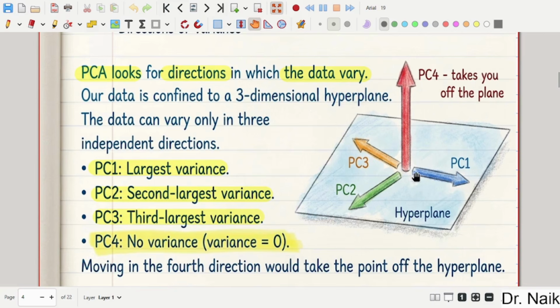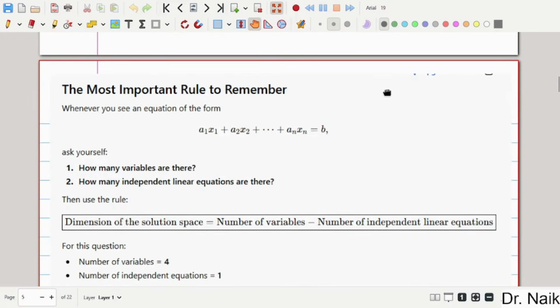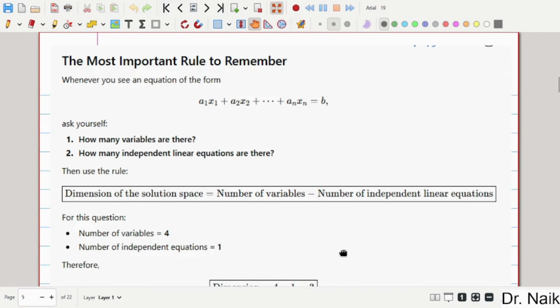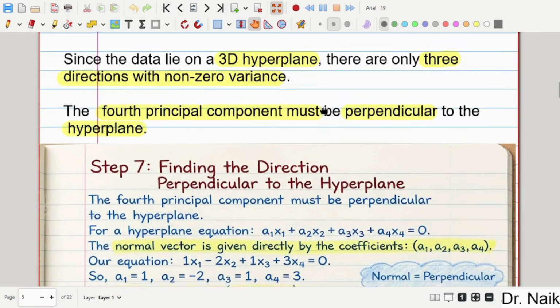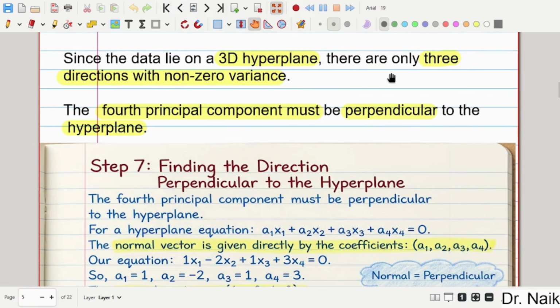PC1 will have the largest variance, PC2 has the second largest variance, PC3 has the third largest variance. PC4 has no variance because its variance is 0. Moving in the fourth direction would take the point off the hyperplane. Since the data lie on a 3D hyperplane, there are only 3 directions with non-zero variance.